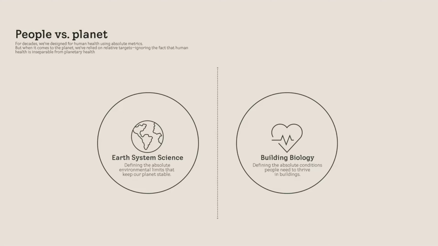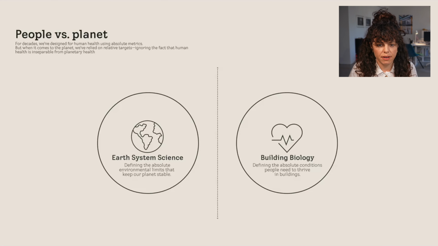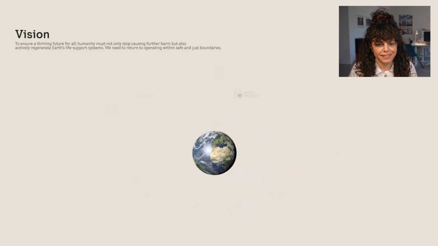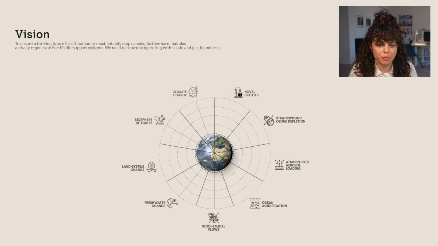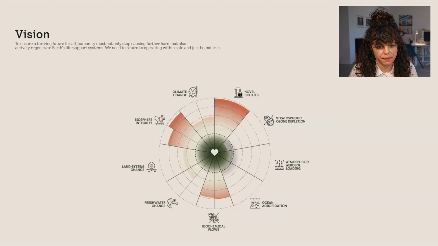And through the years, with Active House, the building biology part has been covered very well, but the Earth system science is also progressing very fast in recent years. That's why we have been looking at what the science is telling us. And I brought this video for you to see what they are telling us with the planetary boundaries.